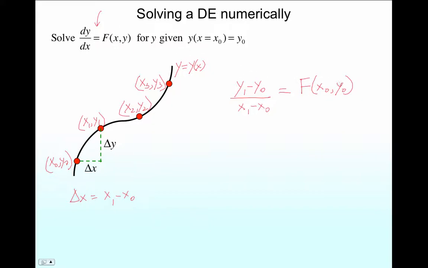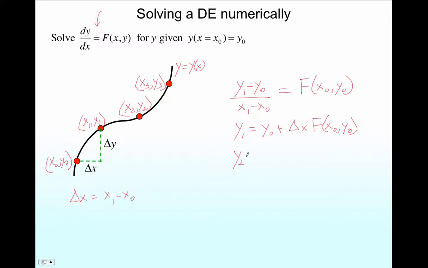And so this right-hand side is known, in which case we get y1 is equal to y0 plus delta x, f of x0, y0. So now we know that when we go distance delta x, we shall get to the value of y, which is y1, and that value of y1 is y0 plus delta x times this. Now we can go to the next point.